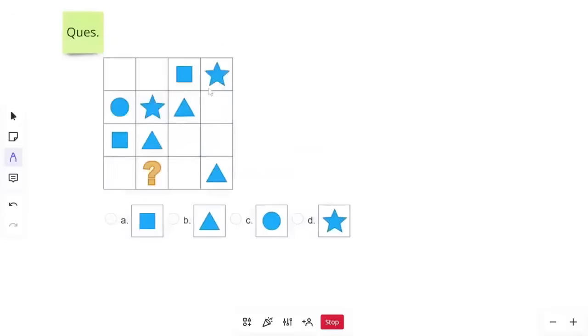Let's look at this question. We have to figure out what will come in the place of question mark. Okay, so see, first of all, let's try to eliminate the ones which cannot come in this place of question mark. So triangle and star cannot come because they are already coming in the same column, right? So these cannot be the options.